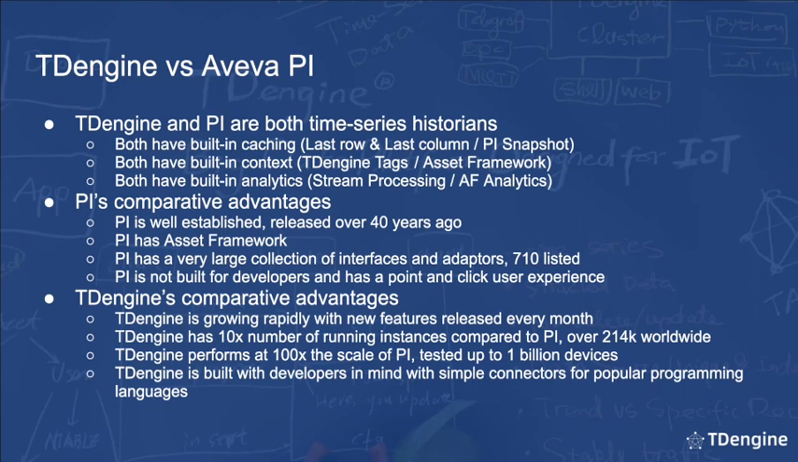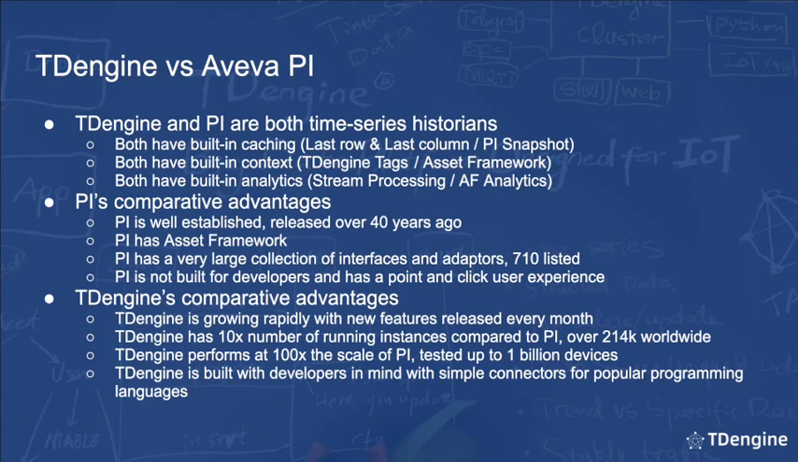PI has some comparative advantages over TDengine. It's very well established. It was released over 40 years ago. They've got asset framework, which is a very popular tool, very powerful, very good for adding that data context. And they've also got a very large collection of interfaces and adapters.